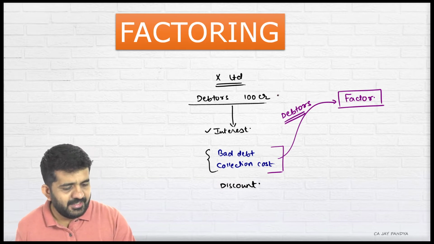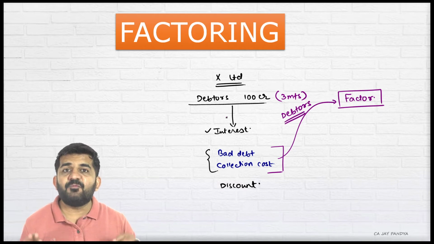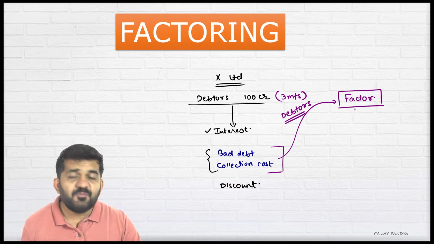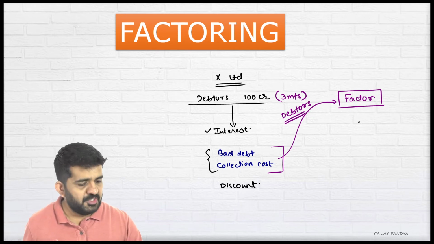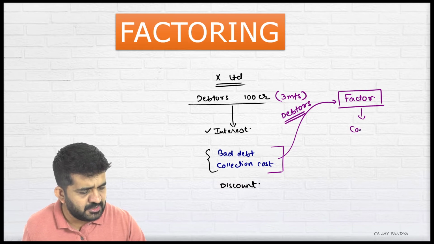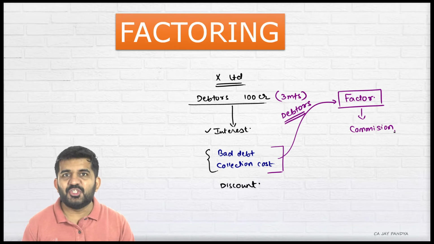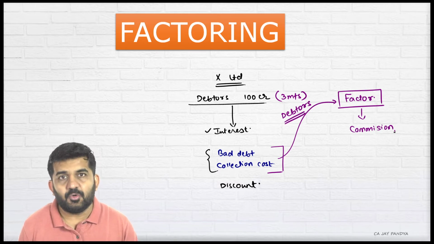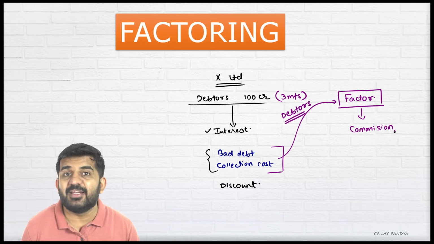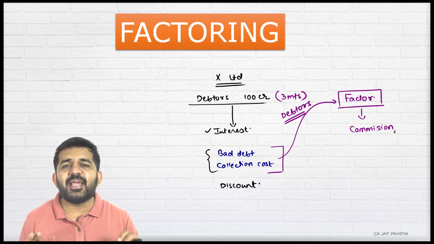And say the debtor has a credit period of say 3 months. Then the factor will give you after 3 months the amount of debtors minus their commission. What the factor charges is commission. So it is like an insurance contract. But understand, all the pain of collection will be borne by the factor. All the financial cost involved like bad debt will be borne by the factor. So this is the exact agreement of factoring.